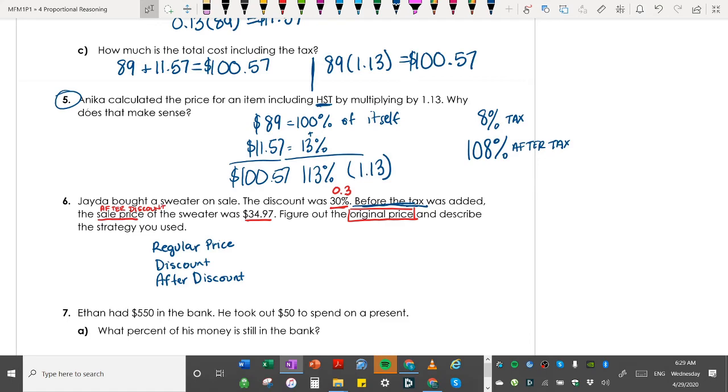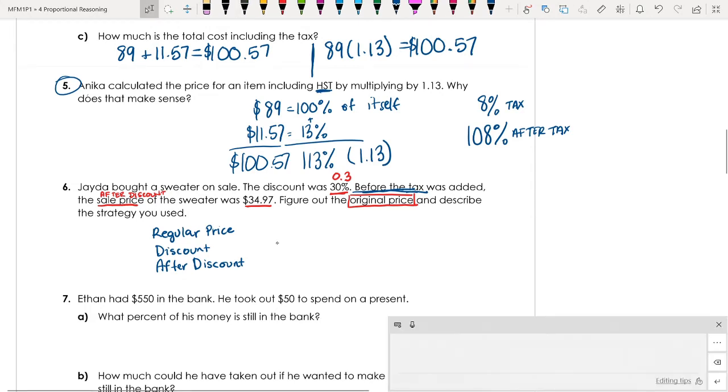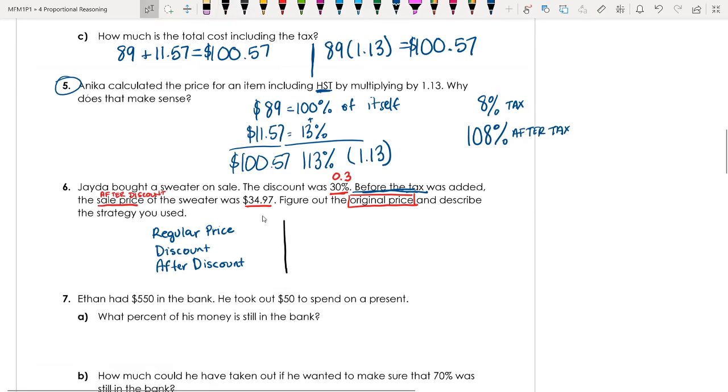So here we can now look at what information do I know? Do I know the regular price, the discount, the after discount? Do I know it as percentages? Do I know it as dollar amounts? So let's put a little line here, and let's put percentage on this side, and we'll put money on this side. And so it says here the discount was 30%, so we know the discount is 30%.